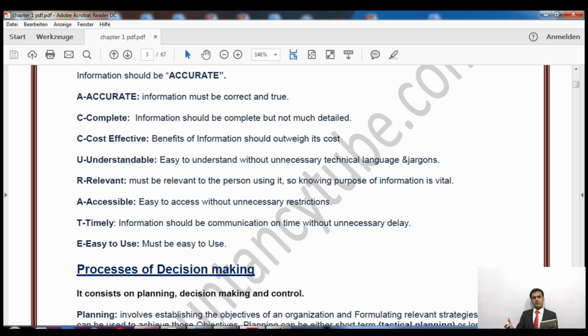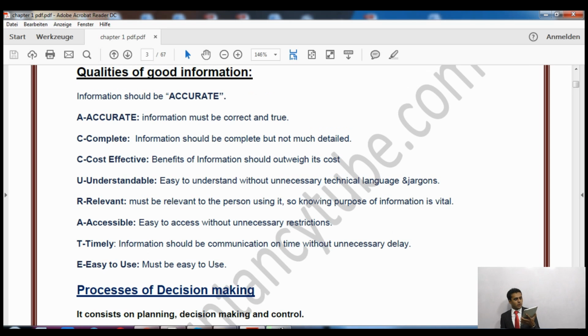So A means accurate. C means complete. Another C means cost effective. So this list is easy to remember by this mnemonic, which is ACCURATE. Information must be accurate. So what does accurate mean? It must be true, it must be right, it must be in the correct form. Obviously if it is not, then it is not meaningful.